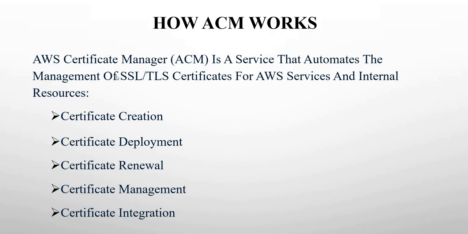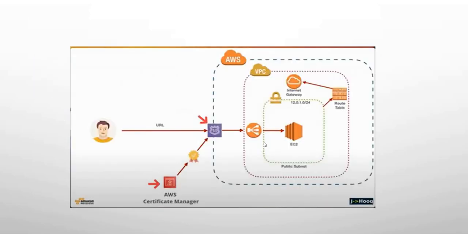Then go to the next. So how AWS Certificate Manager works, we will see. First we go to the AWS console, then we need to create the VPC. Within the VPC, the other components are created. Within the VPC, the subnets are created.